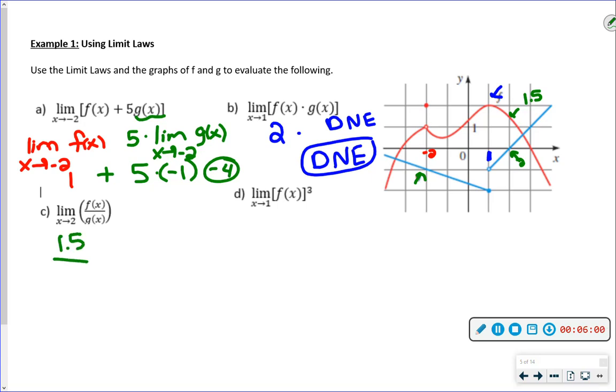Now, as I look at G, approaching G at 2, from the right we're at 0, from the left we're at 0, this is a little problem. 0 under the line is undefined. So you could put undefined or you could put DNE, whatever you want to put here.